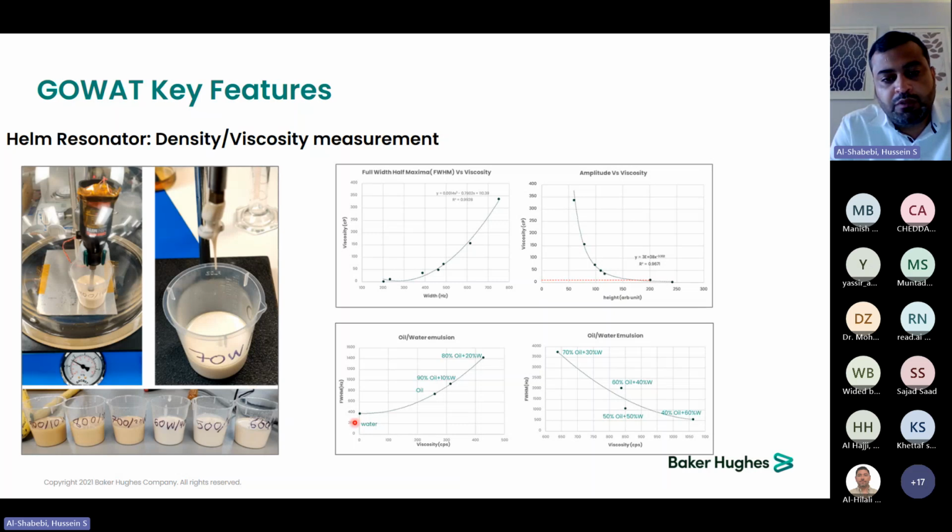What we observed is that the relationship between the full width at half maxima and viscosity is exponential, but only up to a certain water cut, up to 30%. Above 30% water cut, you can see the shape is reversed and it is actually decreasing. When the water cut is from 0 to 20%, the oil phase is the continuous phase, and from 30% it changes: the water becomes the continuous phase and the oil becomes the bubbles inside.